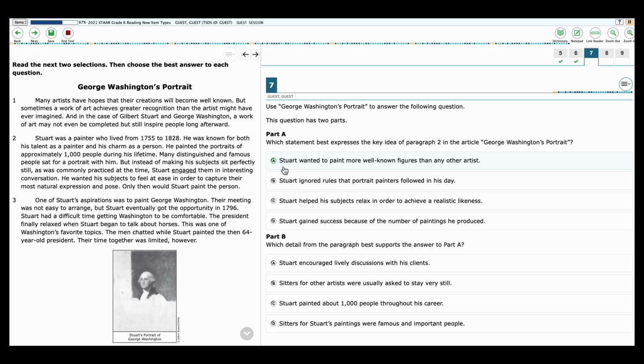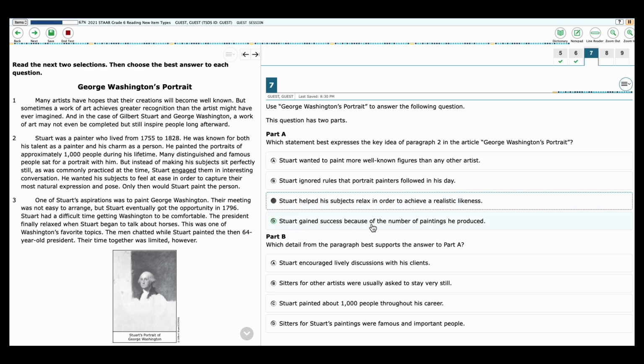So here it says Stuart wanted to paint more well-known figures than any other artist. That is not correct. Stuart ignored rules that portrait painters followed in his day. That's not exactly correct either. Stuart helped his subjects relax in order to achieve a realistic likeness. And that is true because it's all about him getting them to relax.